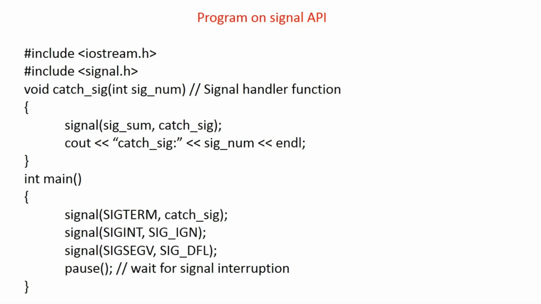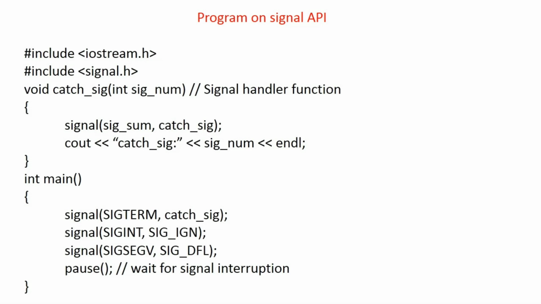So here this program attempts to catch SIGTERM, which is defined in the first statement of the main function, and the program is trying to ignore the signal SIGINT, and third, the program is trying to accept the default action when there is a segmentation fault. So if the signal SIGINT is generated, then that signal will be ignored, and when the SIGTERM signal is generated, that signal is handled by the signal handler function.